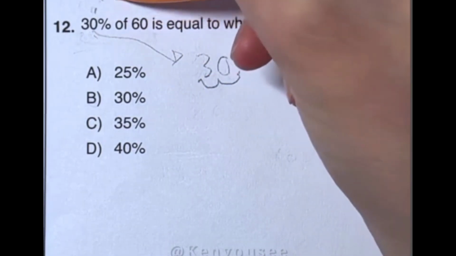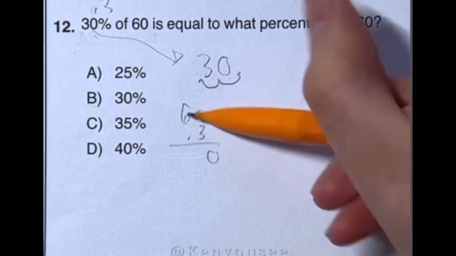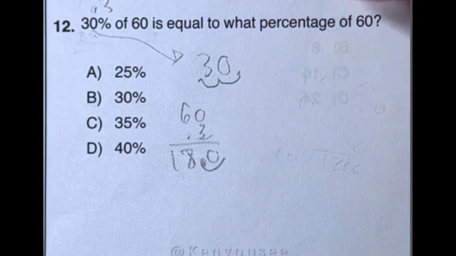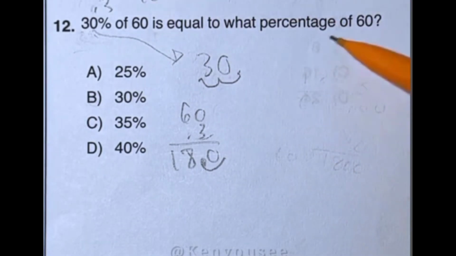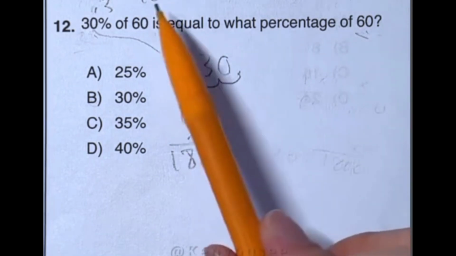30% is the same thing as 0.3, so 0.3 of 60 is just 60 times 0.3. That's going to be 18. So the new question is 18 is equal to what percent of 60? So we take 60 and we've got to figure out what percentage of 60 18 is.